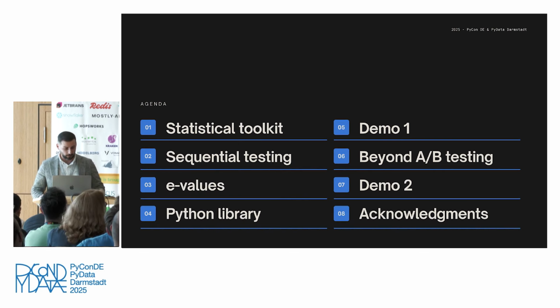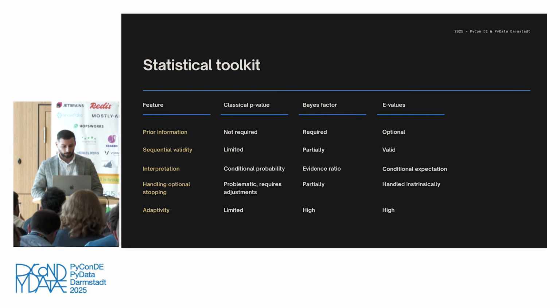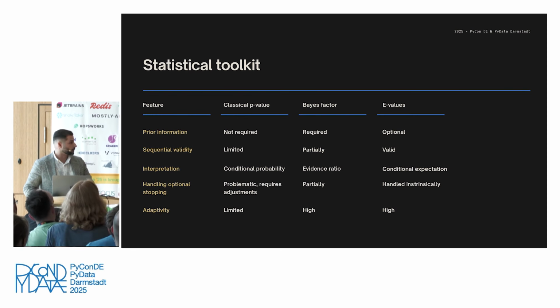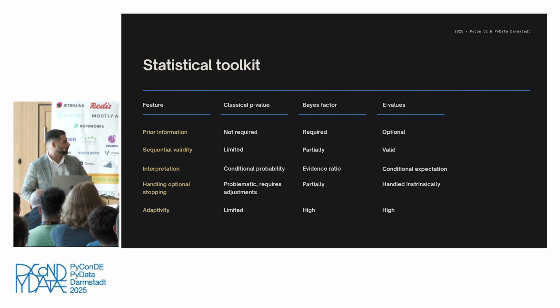So the agenda for this talk: we'll start with the statistical toolkit, what we actually have. We'll go into sequential testing shortly, then an introduction to e-values, shortly about the Python library, some demos, and we'll wrap it up. Today, you recognize these things. So this is just surface. We're just scraping the surface. Many of you probably look at it and say, that's not correct, I can do this, I can do a mixture sequential probability ratio test. But it's just an e-value or an e-process in disguise. I will not go into that.